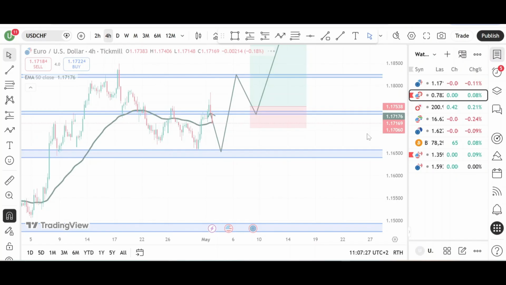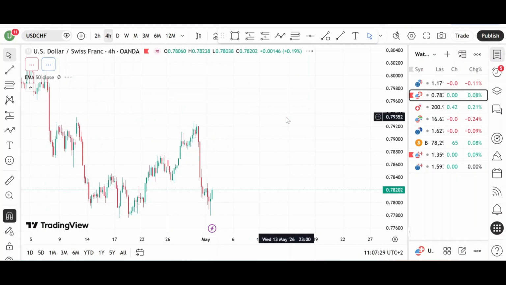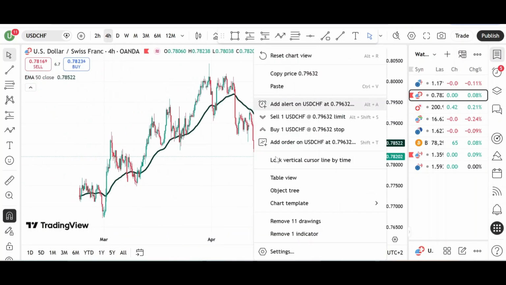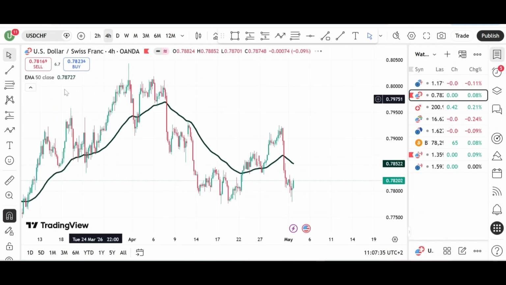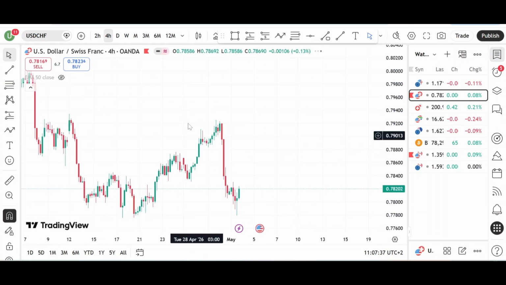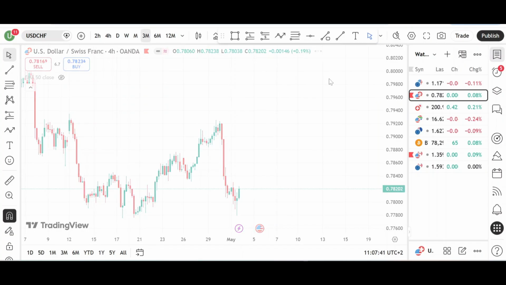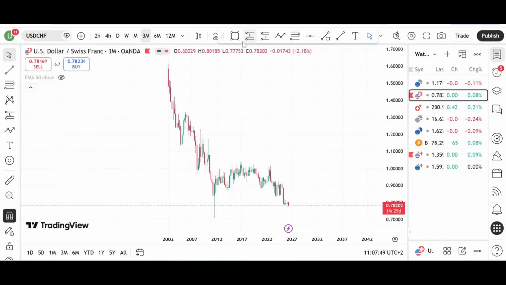Okay, USD. I removed those things and then I removed this indicator also. Let's start in the 3-month time frame here. Guys, the internet is lagging, as you can see.